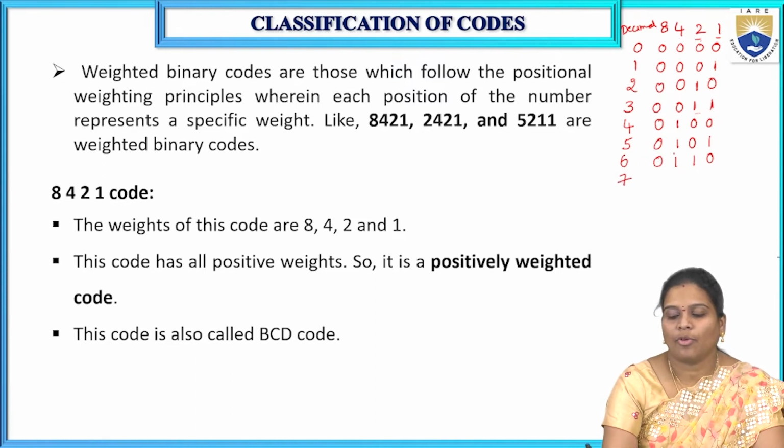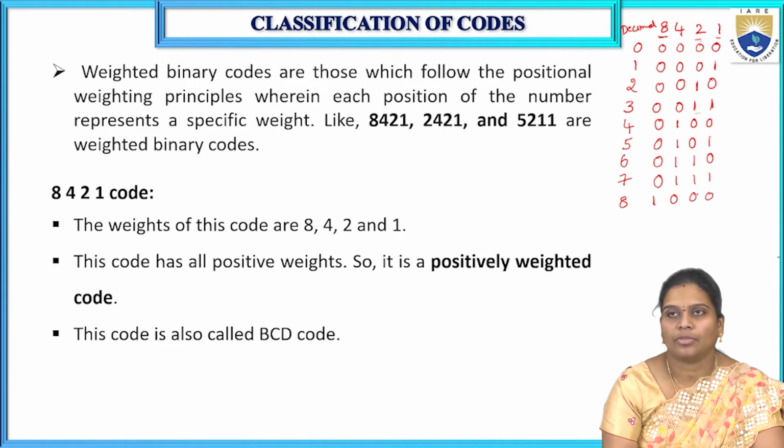7. 4 plus 2 plus 1. 1, 1, 1. 0. Next bit is the 8. So directly we are having this position of this weight. So 1. Remaining bits are the zeros.